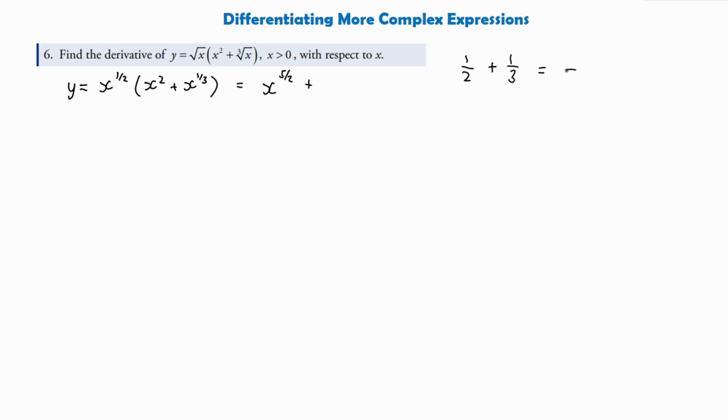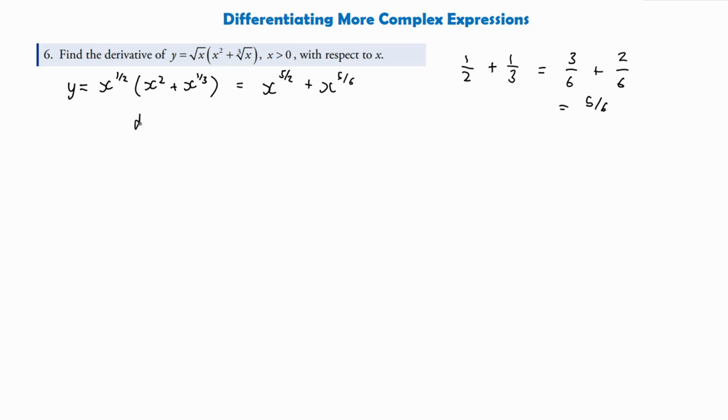It's going to be, well, we need a common denominator, so it is going to be over 6. Multiply this by 3. We have to multiply the top by 3. We're multiplying this by 2. Multiply the top by 2. It's 5 over 6. And now we can differentiate this.